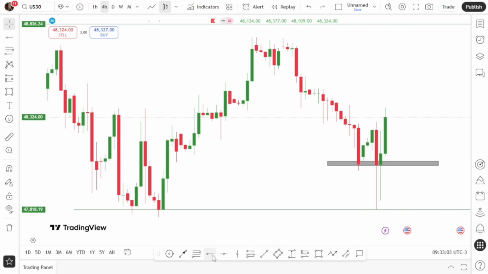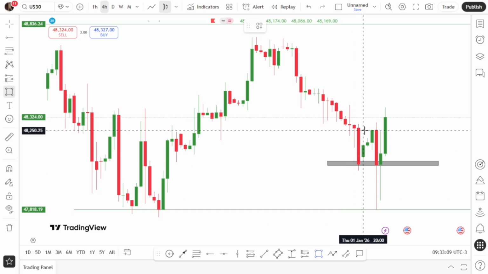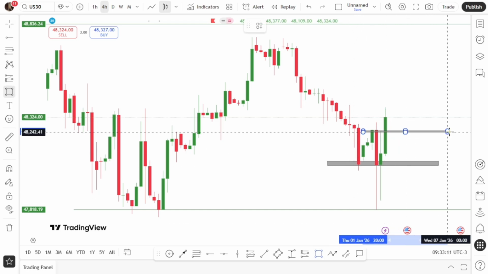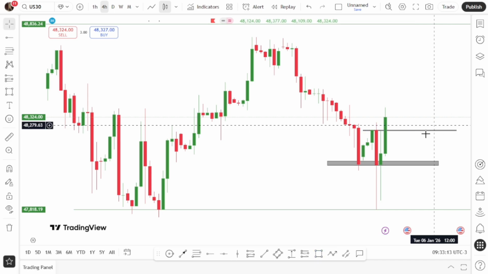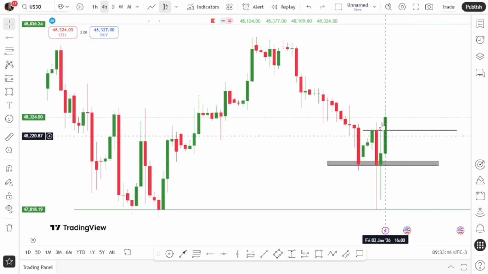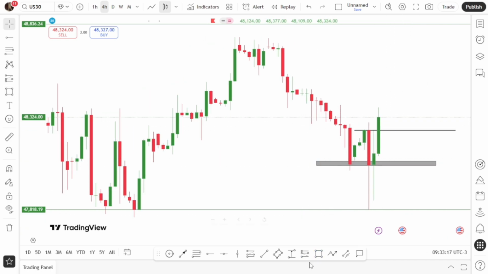And where is the neckline? This is the neckline. Let me use the zone. This is the neckline of price. And you can see clearly that I waited for a candle close above that neckline, and price did not just break the neckline, it also broke the counter trend line.